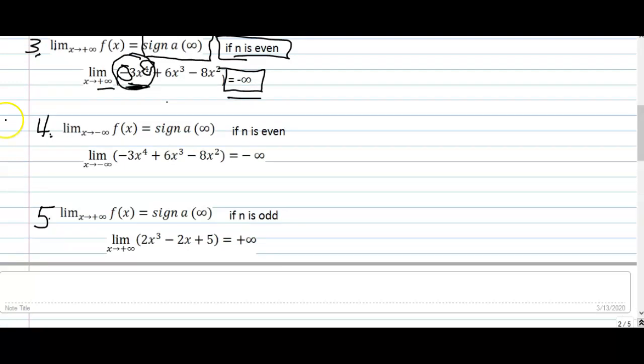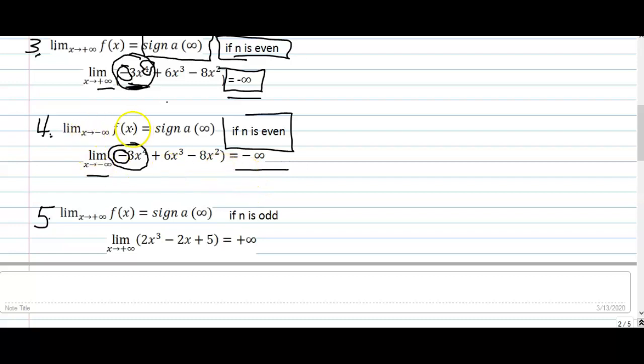Again, the leading coefficient in this particular polynomial is minus 3x to the fourth. And here, x approaches negative infinity. Now, again, if n is even, and we take a negative number which is decreasing without bound, we take that negative value and we raise it to the fourth power, that gives us a positive. But if we attach the sign in front of the leading coefficient, then that will make that value negative.